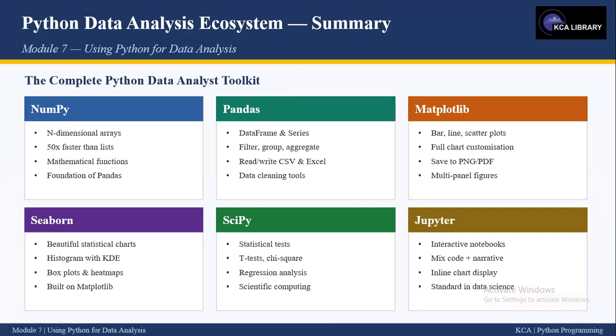Matplotlib handles all core chart types, including bar, line, and scatter plots, supports full customization, and can save charts to PNG or PDF format. Seaborn provides beautiful statistical charts such as histograms with KDE, box plots, and heat maps, all built on top of Matplotlib. SciPy extends the ecosystem with statistical tests, regression analysis, and scientific computing. Jupyter Notebook provides an iterative environment for mixing code, narrative text, and inline charts, the standard tool in professional data science.